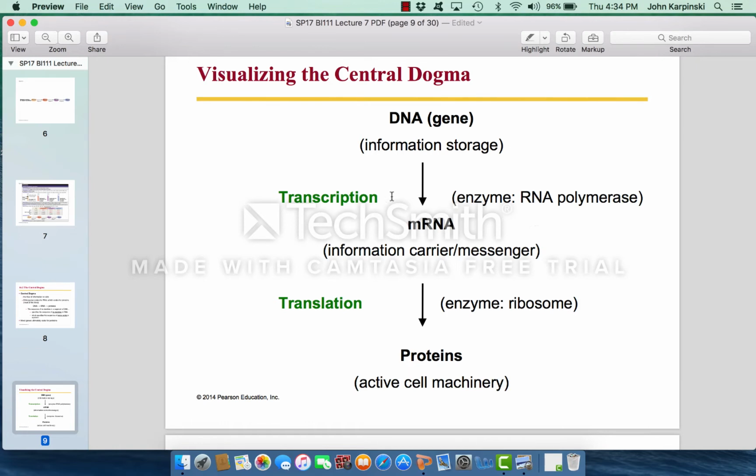The enzyme responsible for transcription is known as RNA polymerase, and that makes intuitive sense because remember that when we were talking about DNA replication in our last class, the enzyme responsible for executing that mechanism was DNA polymerase, right? So if we're making DNA, we're going to use DNA polymerase. If we're making RNA, we're going to be using RNA polymerase.